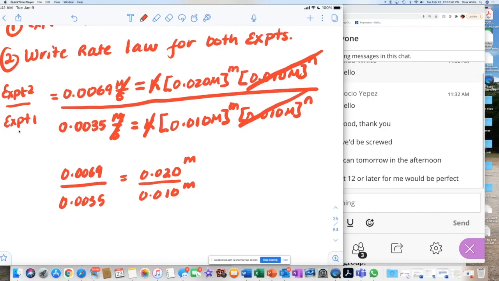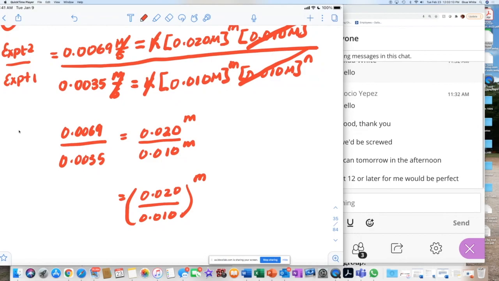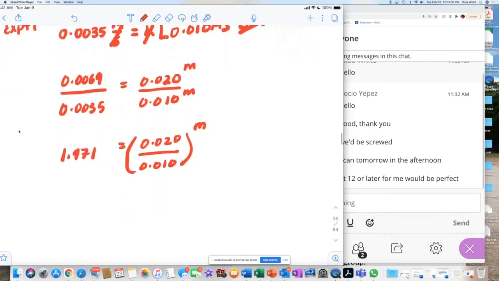Now, mathematically, we're going to consolidate this even further for our own purposes. So on the right, we consolidate the base numbers, because the exponents are alike. So it's going to be 0.020 divided by 0.010 raised to the power m. Technically, we're consolidating the bases under one exponent. Since the exponents are alike, we rewrite it like that, okay? And then I can go ahead and solve the number on the left. Actually, divide it out. 0.0069 divided by 0.0035 is 1.971.